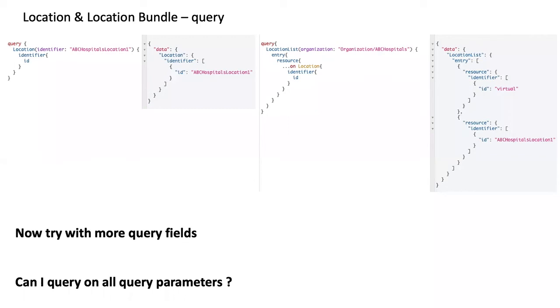So if I write ABC list, then also the result will be the same, right? So instead of location list, if I write ABC list, then also the result will be the same, right? ABC is not a resource in FHIR. But location list is also not a resource, right?